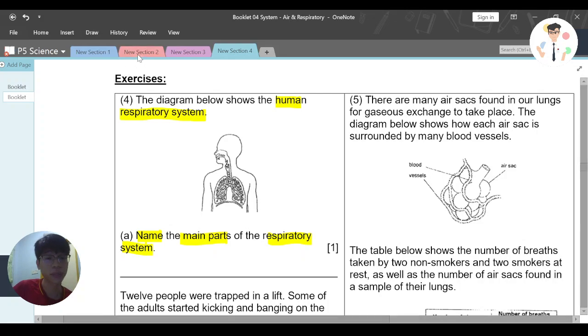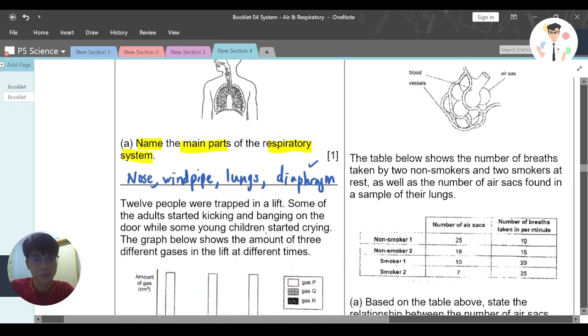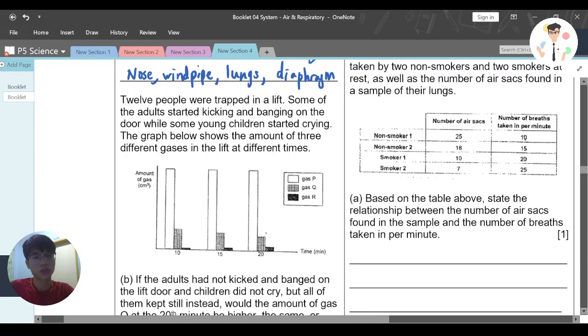And as you know, our main parts, we have the nose, we have the windpipe, we have the lungs, and we also actually have the diaphragm. Although some of the questionnaires might not include the diaphragm as a main part, okay? But these three you must write. This one depends on the question. Some questions might say 3 main parts only, okay? Now, let's move on to the next question here.